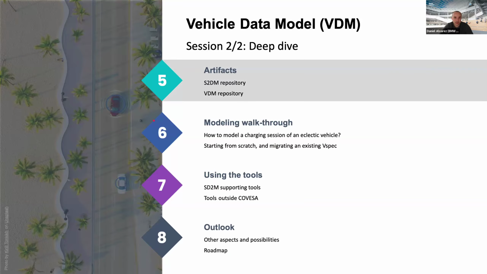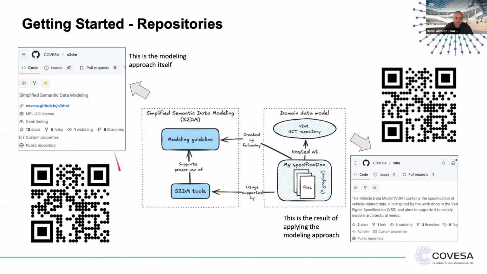Good. So let's just get started. As it was explained in the first session, there are some artifacts associated with this initiative. To be more specific, we talk about a modeling approach, which is called simplified semantic data modeling. It is simplified for a reason. We are not trying to reinvent existing standards like those of the semantic web, but rather embracing them in order to adopt certain best practices when it comes to modeling.